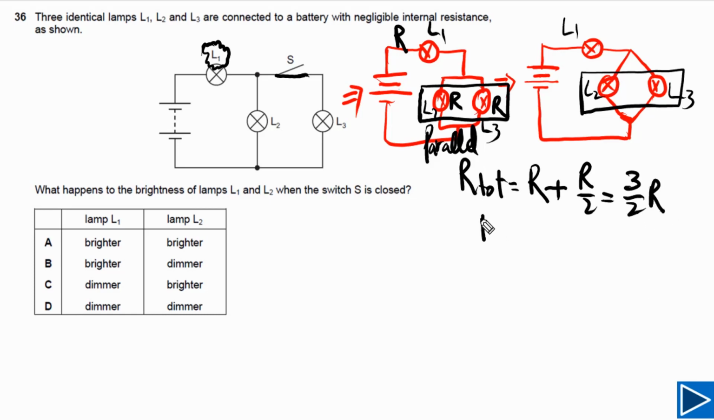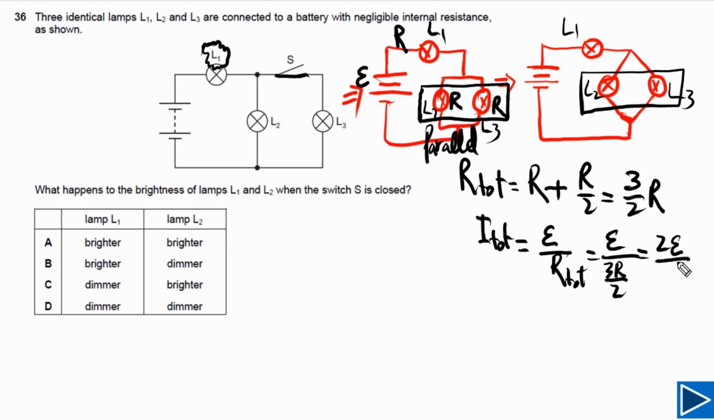Now let's try to calculate the total current in the circuit. So I total is simply equal to the EMF of this power supply. Let's say the EMF of this power supply is equal to E. We can write down E divided by R total. R total we have already calculated, so we just need to divide EMF by R total. This is 3R by 2, or we can simplify and write down this is 2E over 3R. So this is I total.